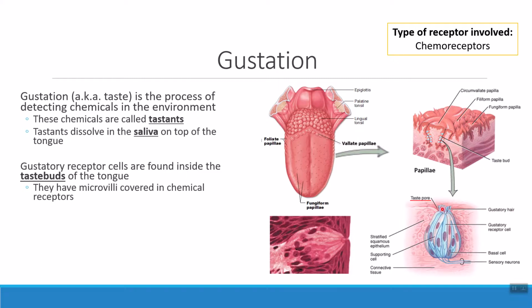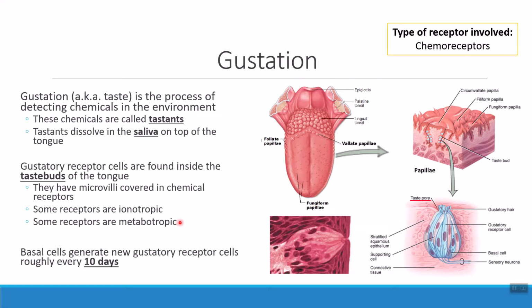So these hairs are covered in two types of receptors. Some of the receptors are ionotropic and some of them are metabotropic. We mentioned this terminology as it related to smell, in that smell is a metabotropic receptor mediated sense. We actually use both kinds of receptors in taste, and I'll show you what those look like side by side.